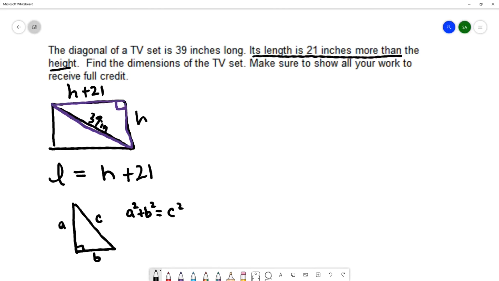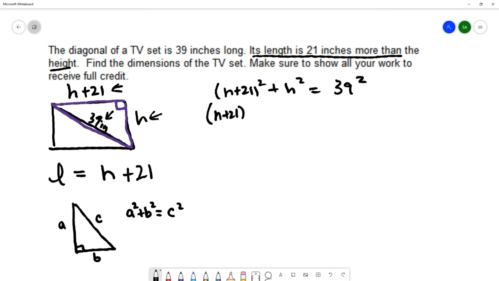So we can use that relation that we have in our picture. 39 will be the hypotenuse because it's opposite of the right angle. So we have h plus 21 squared plus h squared equals 39 squared. So if we're able to solve this equation, we'll know the value of the height and then ultimately know the value of the width, the length. So let's work this out. We need to do h plus 21 times h plus 21 plus h squared equals 39 squared. I think I might need my calculator to help me with these big numbers.